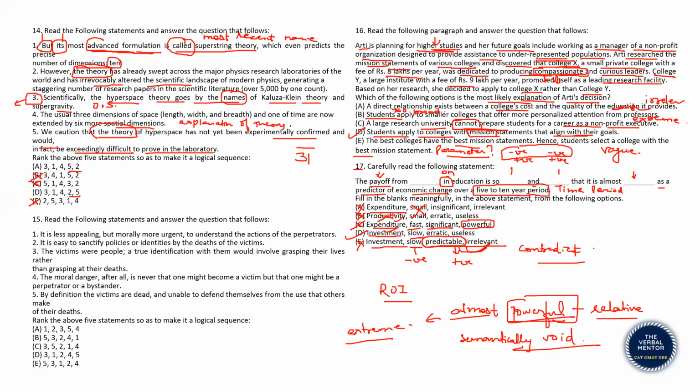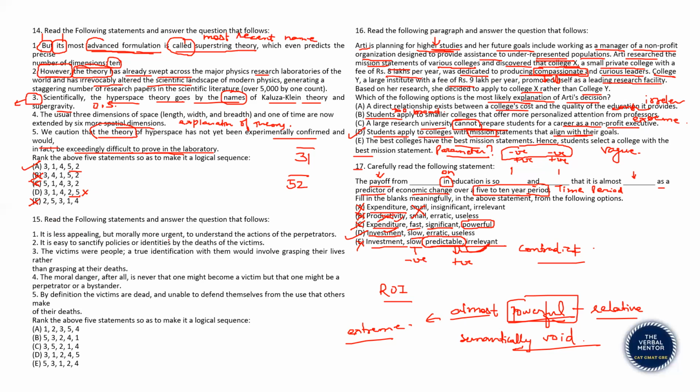All right, clearly 5 2 is a pair and not 2 5 because 5 says we caution that the theory is difficult to prove in a laboratory. However, the theory has already swept across different laboratories. So this, however, contrasts the idea presented in 5. Option A should be the correct answer. Okay, it was not a difficult question.